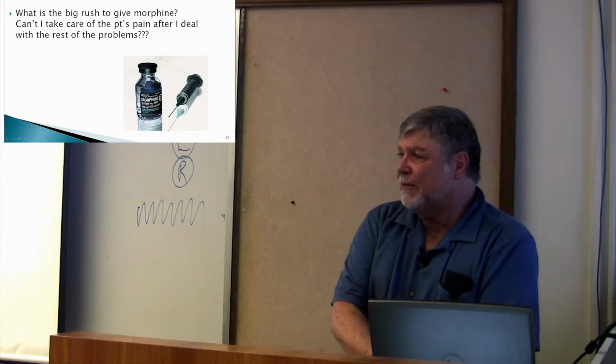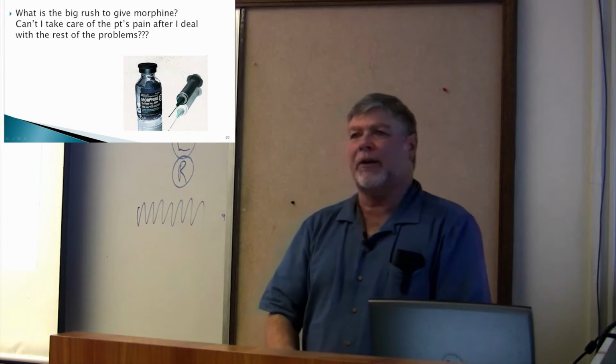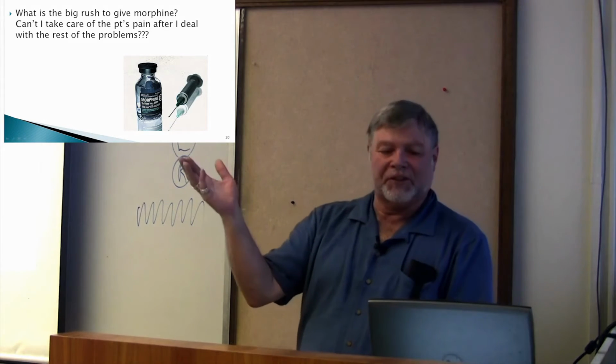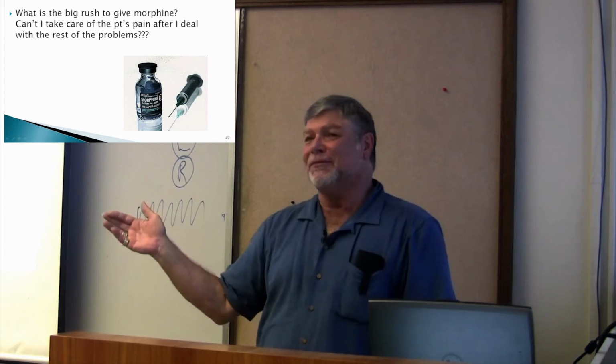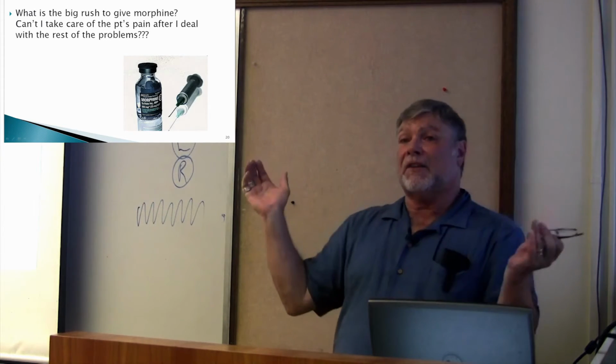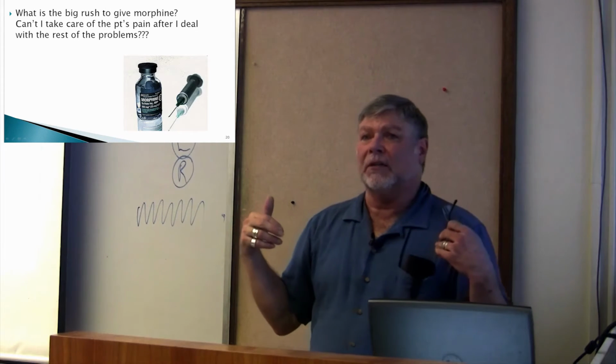So why do we give morphine? We talked about it a minute ago. Yeah, reduce anxiety, and that's beneficial. What else does it do? It actually dilates the coronary artery. I mean, it actually does improve oxygenation to the heart.